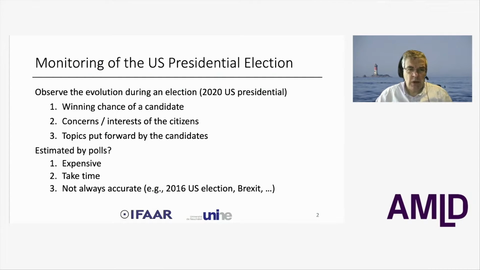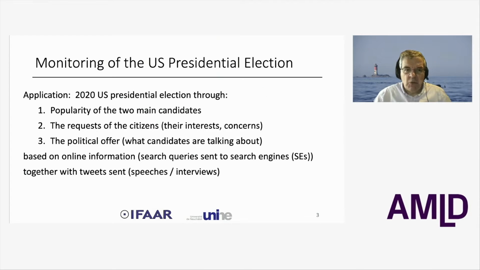So what we can do is estimate this, for example, if you are working for a political party, to organize polls. But in this case, it could be expensive. It takes time. You don't have the real-time picture, and we want something close to the real-time picture. Yes, and from time to time, there are problems. They are not always accurate, and we can have two examples, the Brexit and the 2016 US election. So for this application, we focus on the 2020 US election.